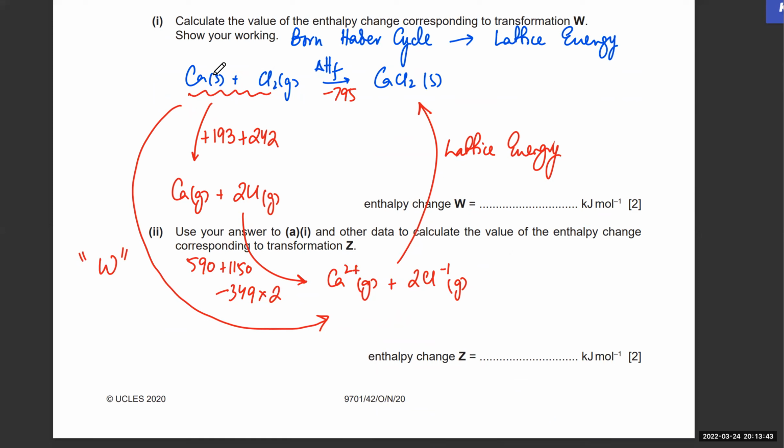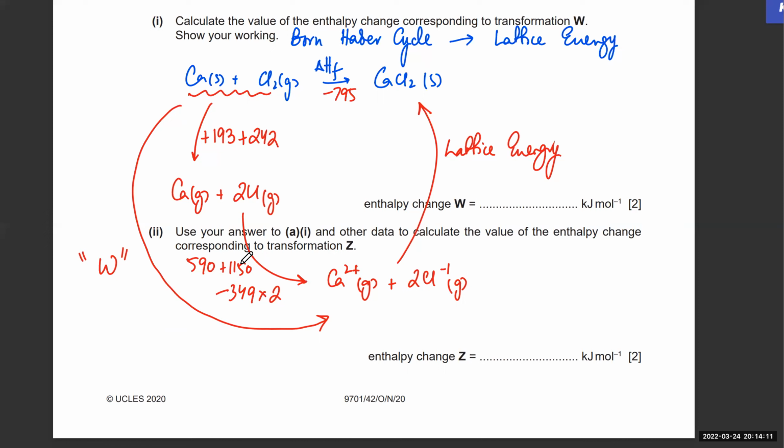You have calcium solid. What are you going to do? You're going to atomize it first. You're going to turn it into a calcium gaseous atom. And once it has atomized, you're going to turn it into a calcium ion. So the whole complete Born cycle wasn't really necessary. These two things were not really necessary. This was the only part you had to figure out. This was W. Atomize and then turn it into ion. Cl2, same thing. You atomize, you break the Cl-Cl bond, you make it into an atom, and then you turn it into a Cl minus 1 ion.